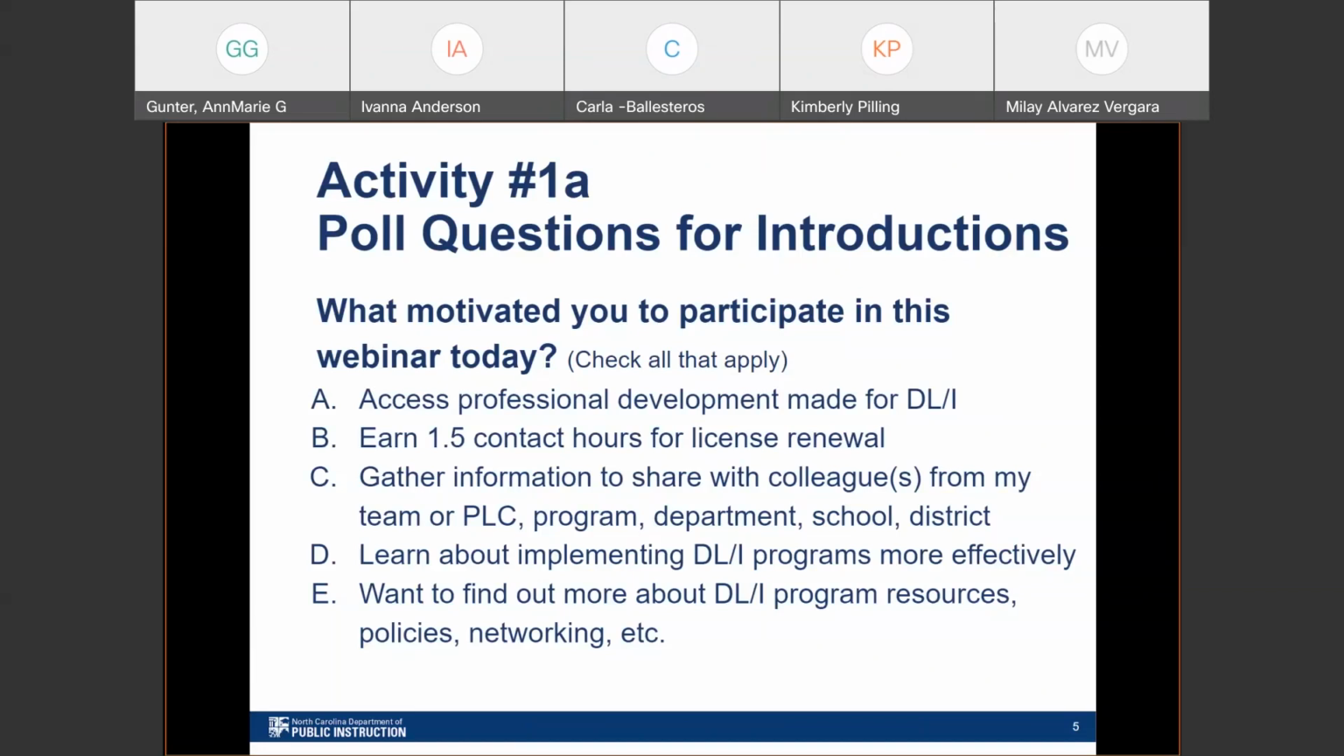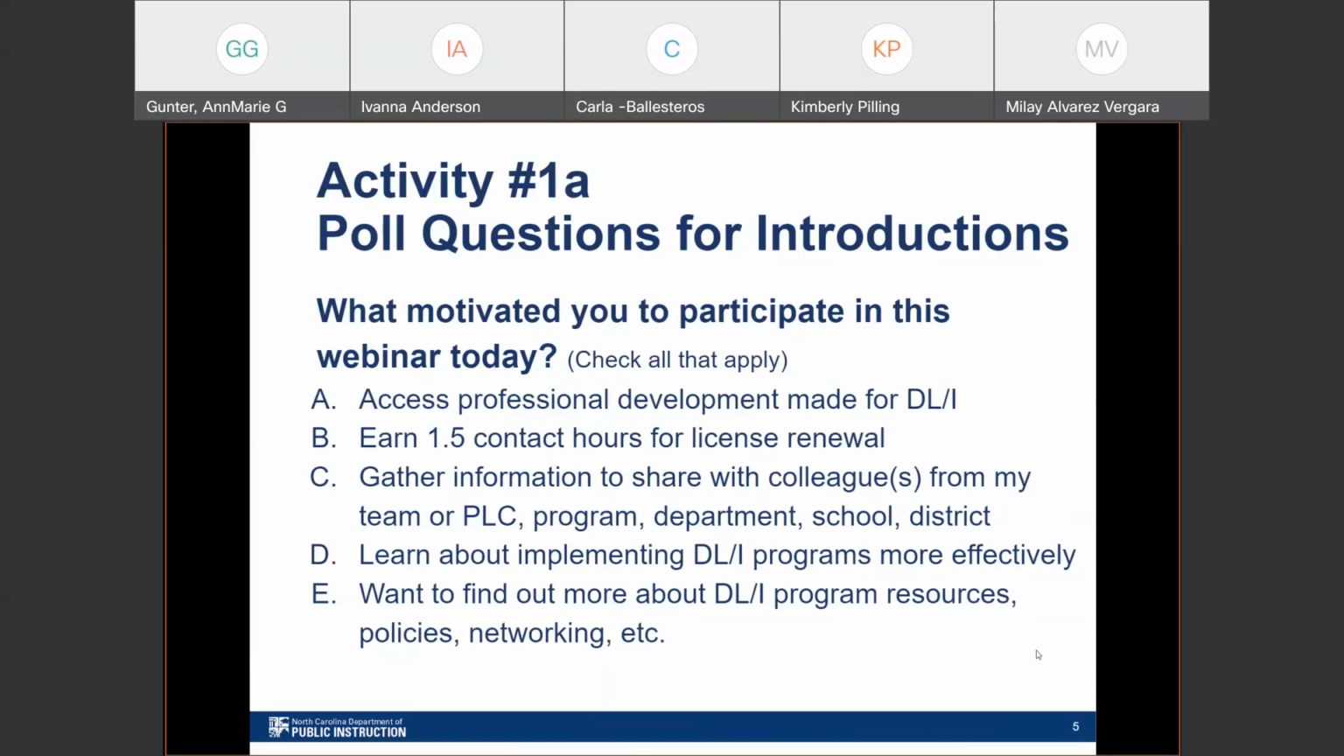And then finally, a few of you, it looks like 20%, are here to earn 1.5 contact hours for license renewal. Like any professional development offering, we want to give you a certificate of attendance if you participate in the live broadcast. And that comes to you usually in the form of an email with the attached certificate, again, about a week after the broadcast. So look for that in your email box. All right, well, thank you for sharing what motivated you to participate in our webinar today.